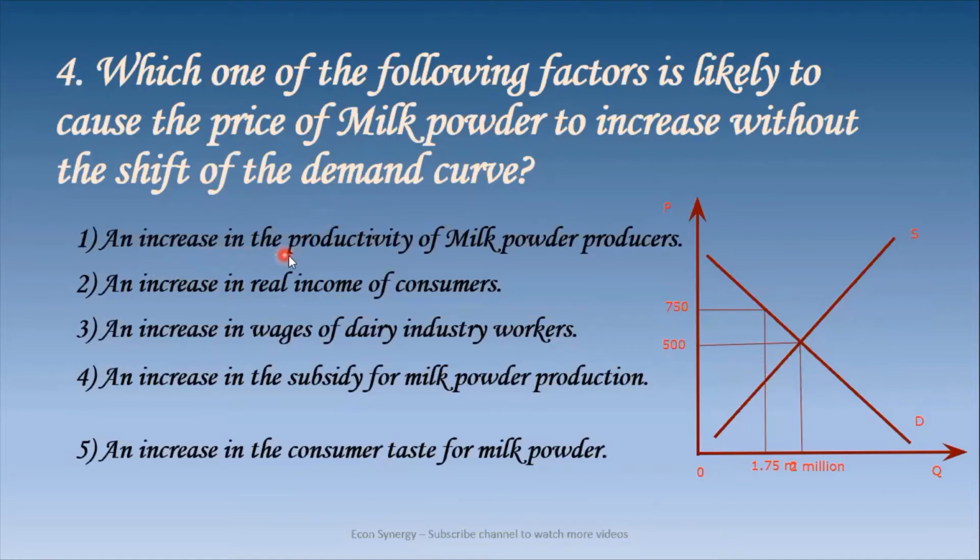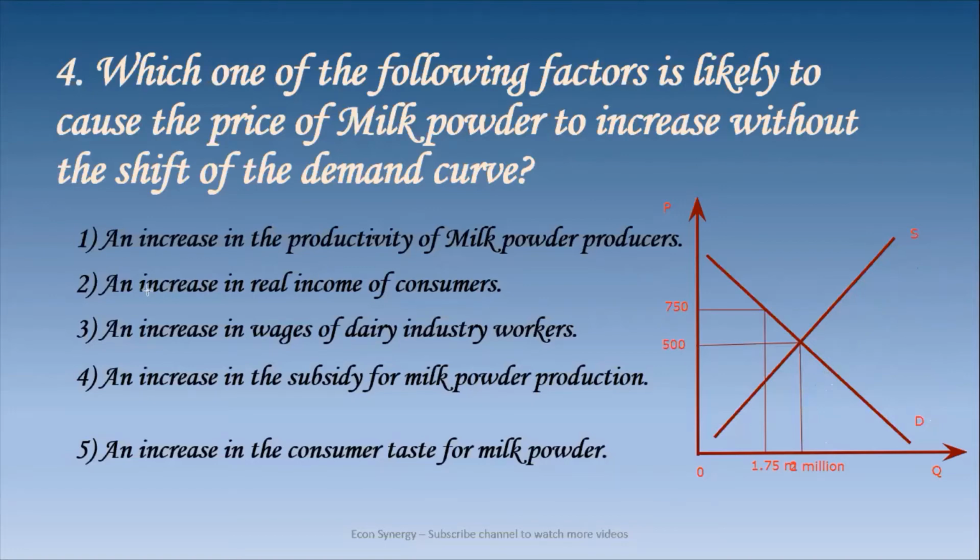An increase in the productivity of milk powder producers. Productivity affects supply. Due to improvement in technology and all, productivity of the suppliers will increase. If productivity increases this way, the supply curve shifts to the right. In that case, equilibrium price falls without changing the demand curve. Therefore, this one is wrong.